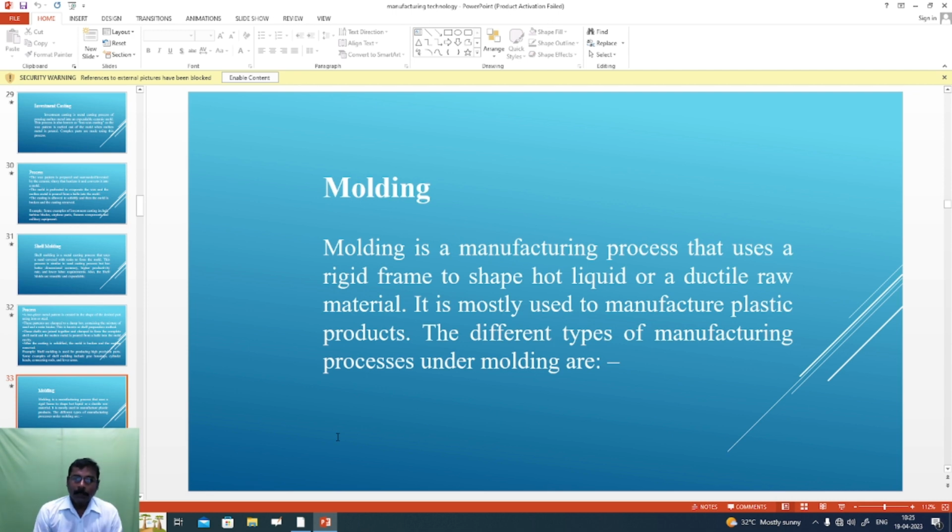Molding is a manufacturing process that uses a rigid frame to shape hot liquid or ductile raw material. It is mostly used to manufacture plastic products. The different types of manufacturing processes under molding.